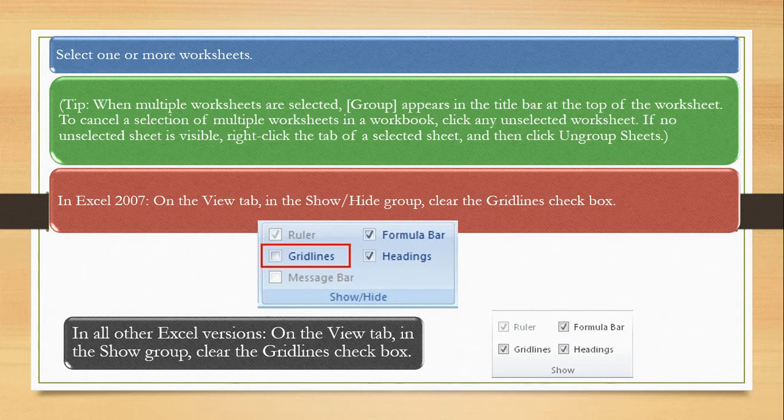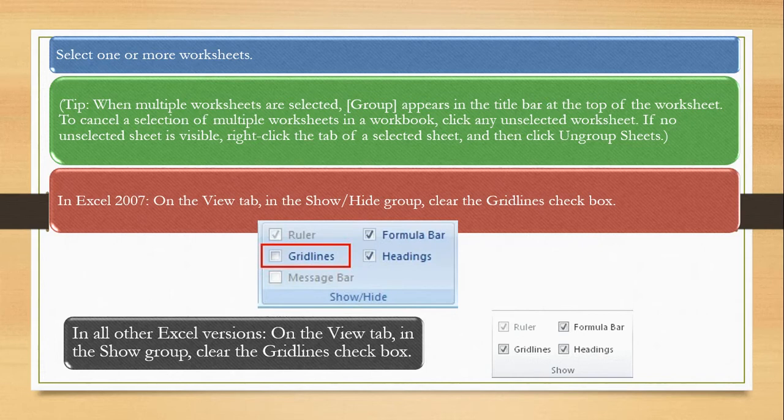Select one or more worksheets. Tip: when multiple worksheets are selected, Group appears in the title bar at the top of the worksheet. To cancel a selection of multiple worksheets in a workbook, click any unselected worksheet. If no unselected sheet is visible, right-click the tab of a selected sheet and then click Ungroup Sheets.